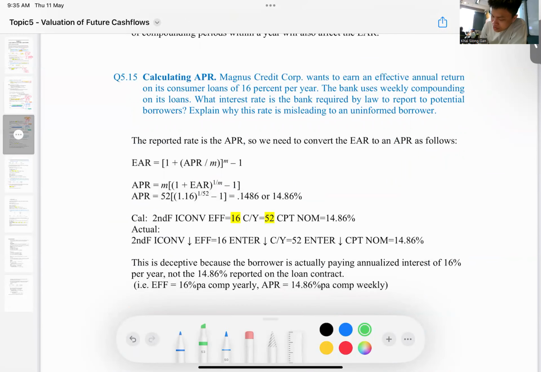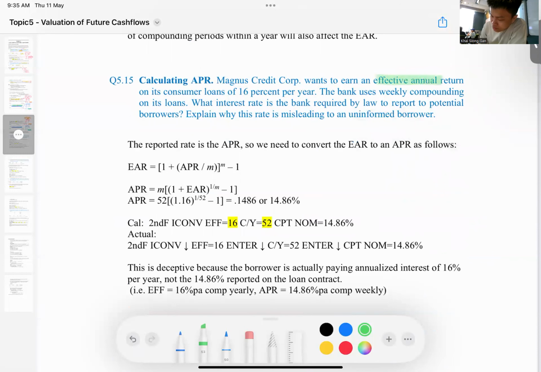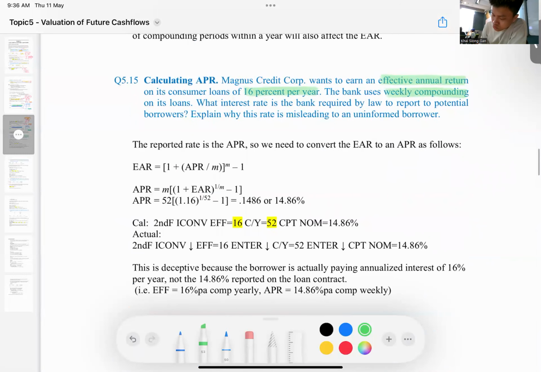Magnus Credit Corporation wants to earn an effective annual return on its consumer loan of 16% per year. The bank used weekly compounding on its loan. What interest rate is the bank required by law to report to potential borrowers? What interest rate must the bank report? And explain why this rate is misleading to an uninformed borrower.